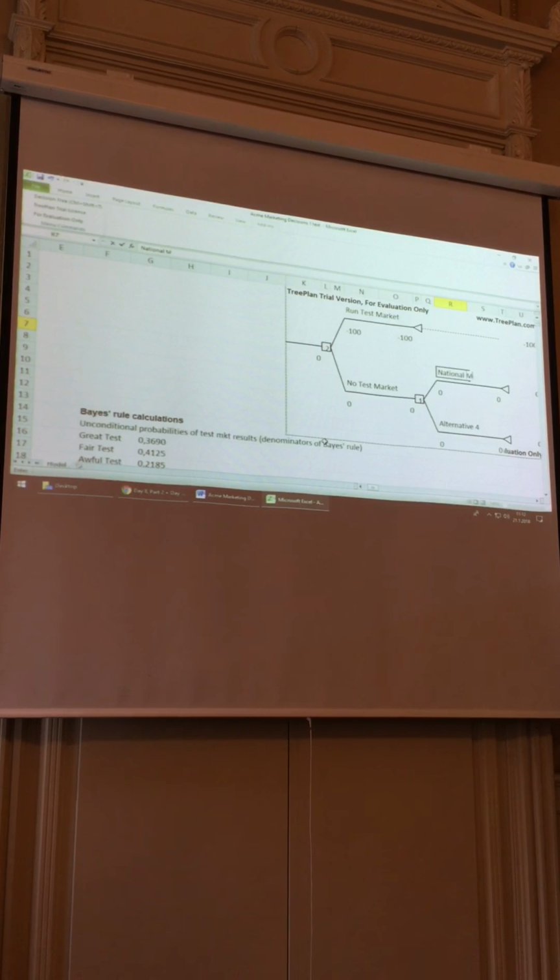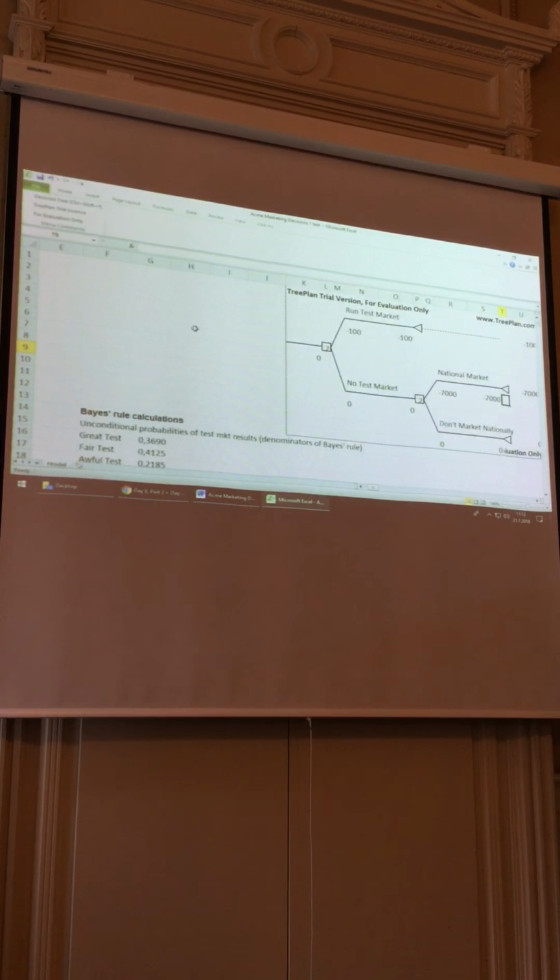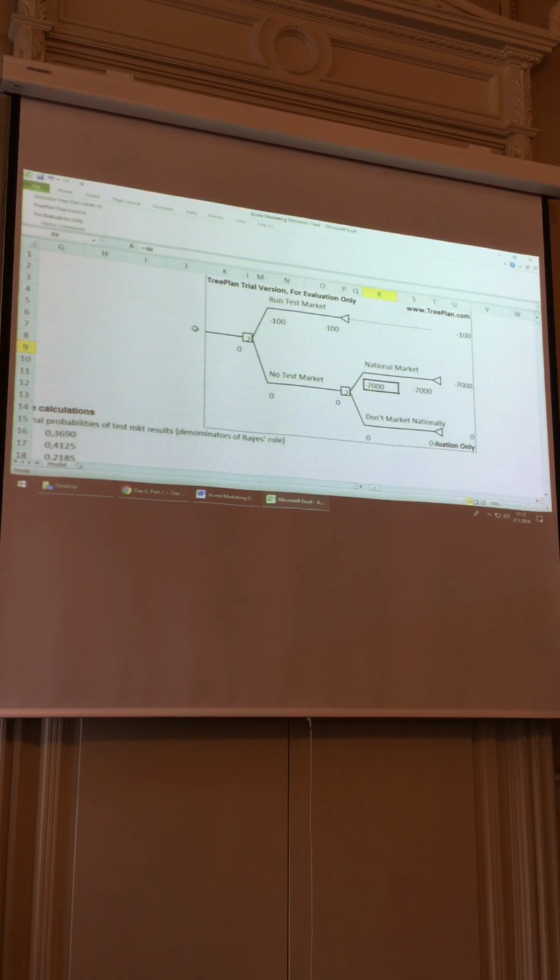So this is national market. This is don't market nationally. We run the national market, it's minus 7 million. We don't market nationally, it's nothing. Okay, another save. And then let's add the outcome.